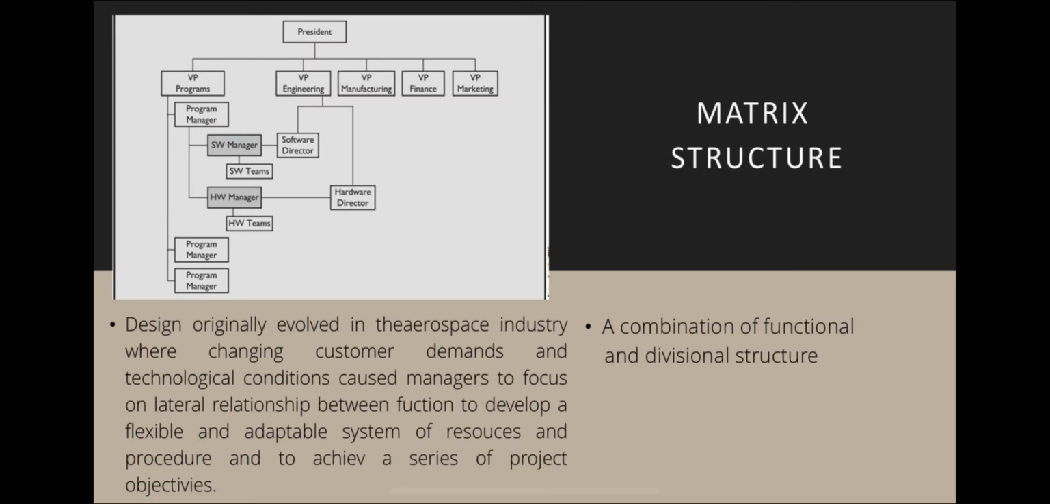Matrix structure. Design originally involved in the aerospace industry where changing customer demands and technological conditions cause managers to focus on lateral relationships between functions to develop a flexible and adaptable system of resources and procedures and to achieve a series of project objectives. A combination of functional and divisional structure.